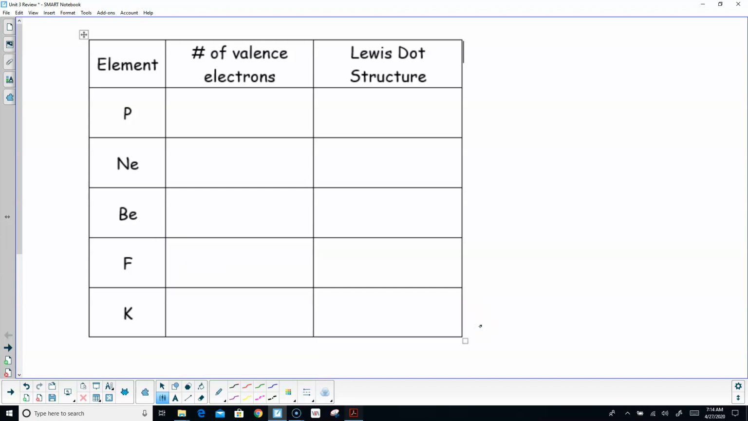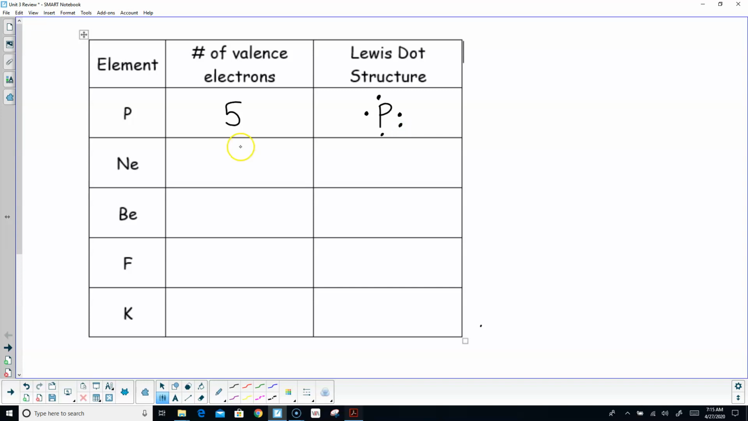Okay, we're going to start out here with identifying the number of valence electrons and Lewis dot structures. For the first one, phosphorus, notice phosphorus is in group 15. That means that it has 5 valence electrons. When you draw it, start here: right, top, left, bottom, and the fifth one you pair up.